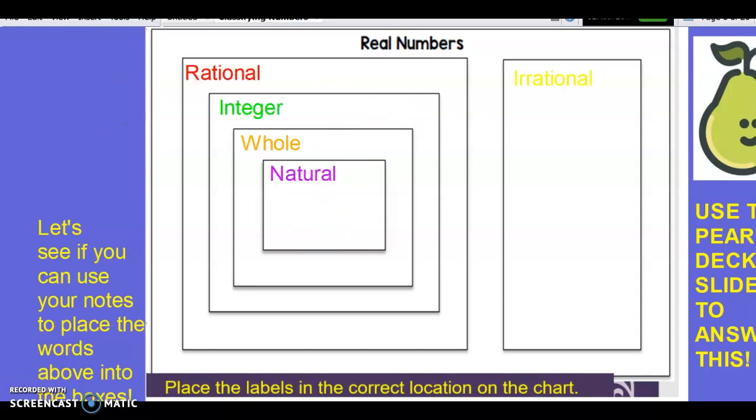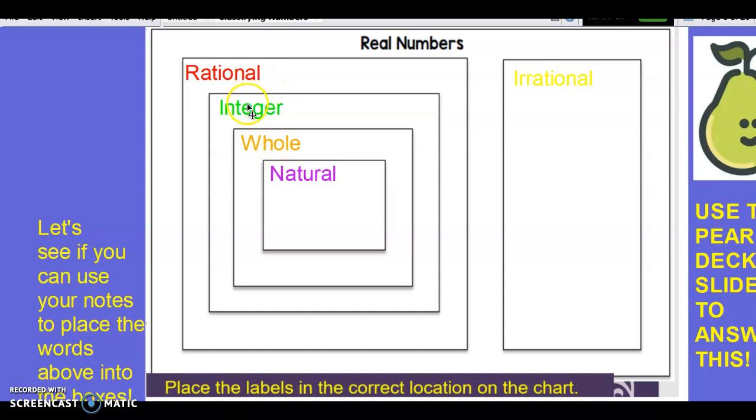If your graphic organizer looks like mine, then you did a great job. The smallest set is the natural numbers, 1, 2, 3, 4, 5, 6, 7, 8, 9, 10, and so on. They start with the number 1. The whole numbers include all the natural numbers inside of them, but add one extra number, and that is 0. The integers include both the whole and natural numbers plus their opposites, so they add in the negatives.